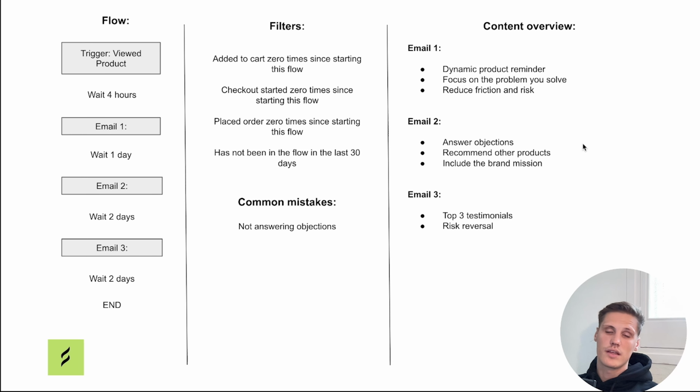And then email 3 is where you're going to be showcasing social proof. So top 3 testimonials and risk reversal here. If there's a Black Friday, one tip that I would tell you here is that you can add urgency also to your browse abandonment flows, saying that there's limited stock available. And that just gets them to buy right away. So you give them a sense of urgency.